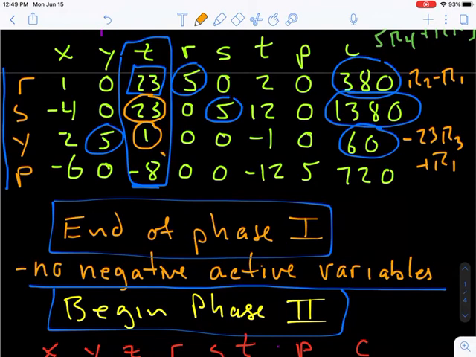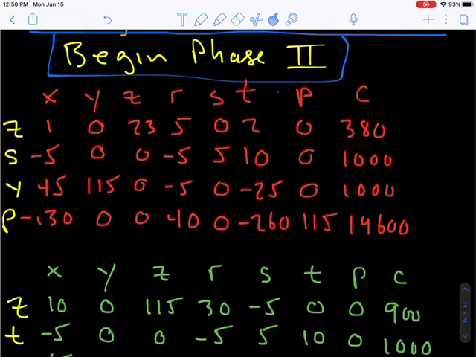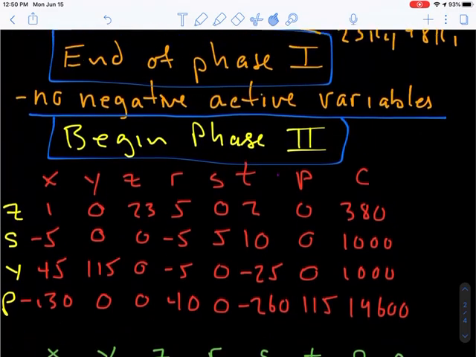Now, what about getting rid of this negative 8? Well, 23 and 8, I'm just going to multiply them by each other to get the least common multiple. So for this one, I'm just going to do 23 row 4 plus 8 row 1. And that should give me a 0 there. So once we do all that, we have a new table with new active variables.